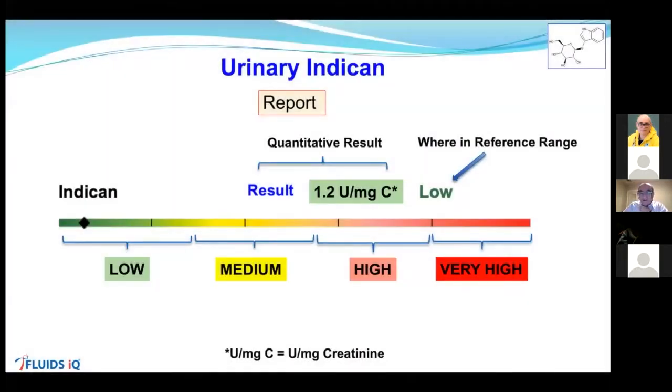And what you're going to see on the reports that we have is Indican shown on a horizontal bar where you get the quantitative result in the box at the top, with the same color as where it happens to be in the whole reference range area. So if in this case it was in the low reference range, you're going to see an actual value, and it's going to be sitting in a box that has the color green.